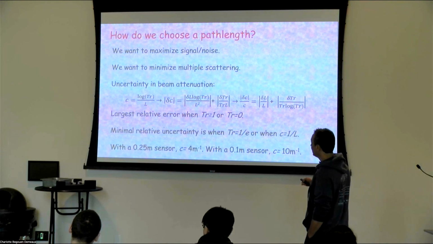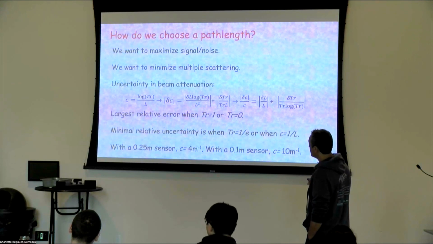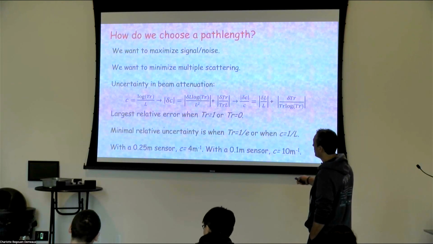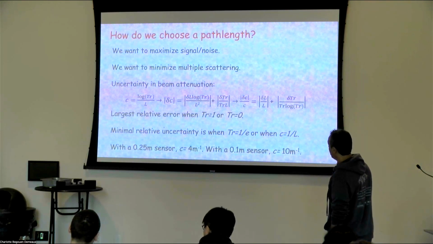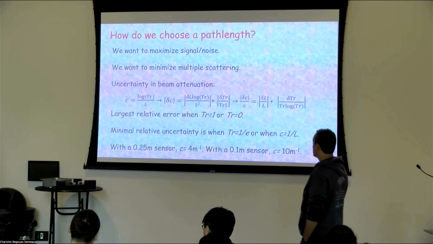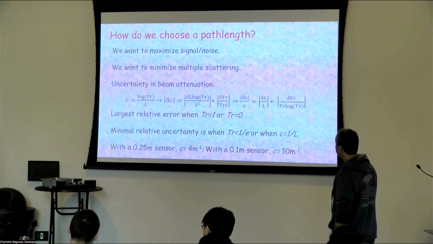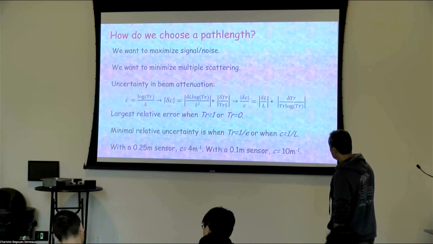So there are two things: delta L divided by L squared, and delta transmission divided by transmission, because it's log T times L. Then delta c over c is delta L over L. That's your first source of error: how well you know the path length. And the second has to do with delta transmission over transmission divided by log transmission.